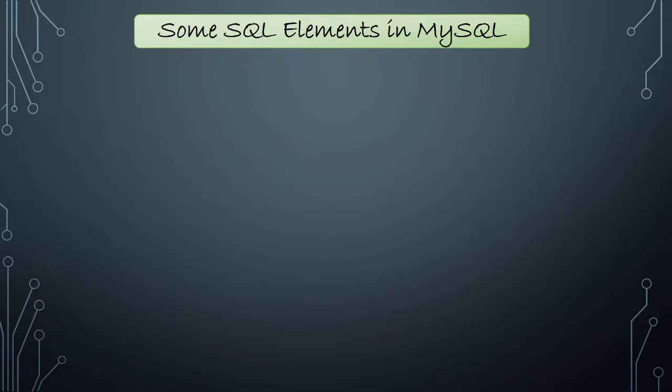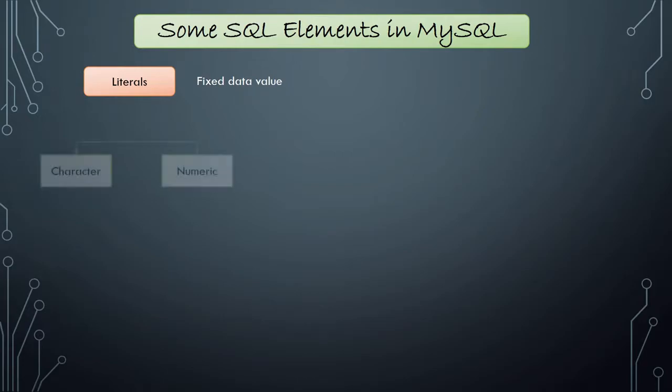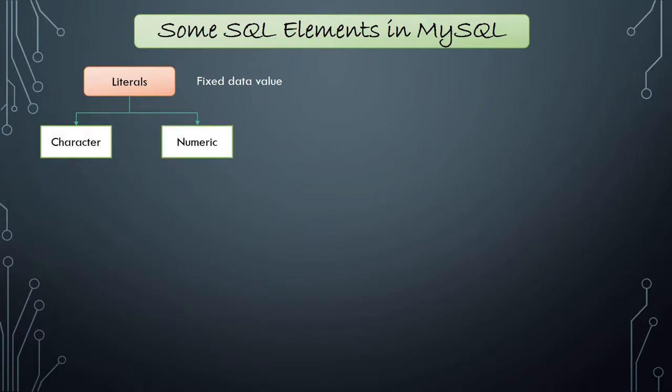So our first element is literals, or literal. Now what is a literal? A literal is basically a fixed data value, or you can say those elements which have fixed data values, just like constants, are known as literals. A literal can be of two types. Either it is a character or it is numeric.